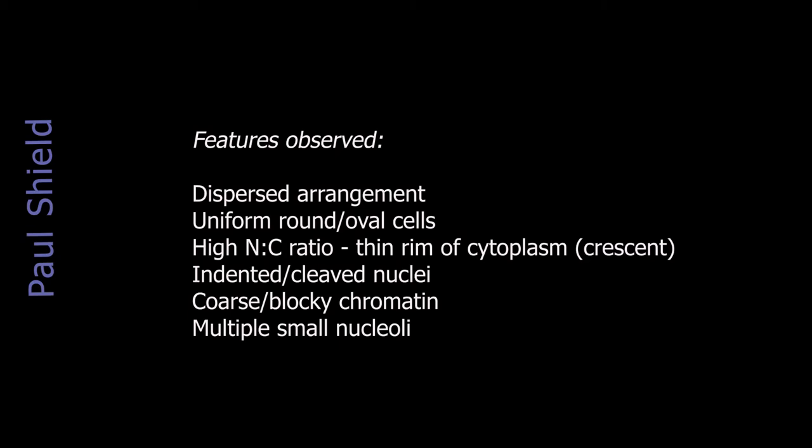So what have we got? A very dispersed arrangement of cells. They're fairly uniform with roundish nuclei, although on high power they're showing quite a lot of cleavages and indents of the nuclear membrane. NC ratio is quite high, but we did have that little crescent moon shaped rim of cytoplasm around a lot of the nuclei. Chromatin was kind of coarse. Some people describe that as blocky, and I think there were multiple small nucleoli present. So this is certainly suspicious for a lymphoma.